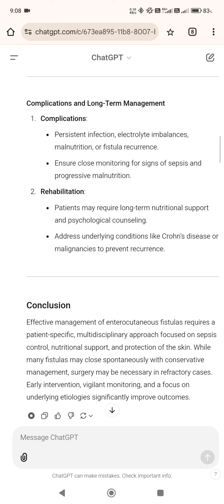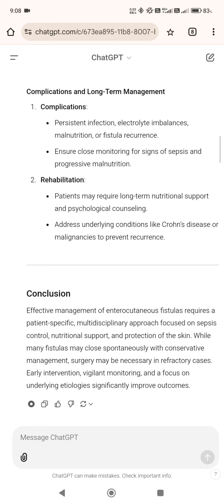Conclusion. Effective management of enterocutaneous fistulas requires a patient-specific, multidisciplinary approach focused on sepsis control, nutritional support, and protection of the skin. While many fistulas may close spontaneously with conservative management, surgery may be necessary in refractory cases. Early intervention, vigilant monitoring, and a focus on underlying etiologies significantly improve outcomes.